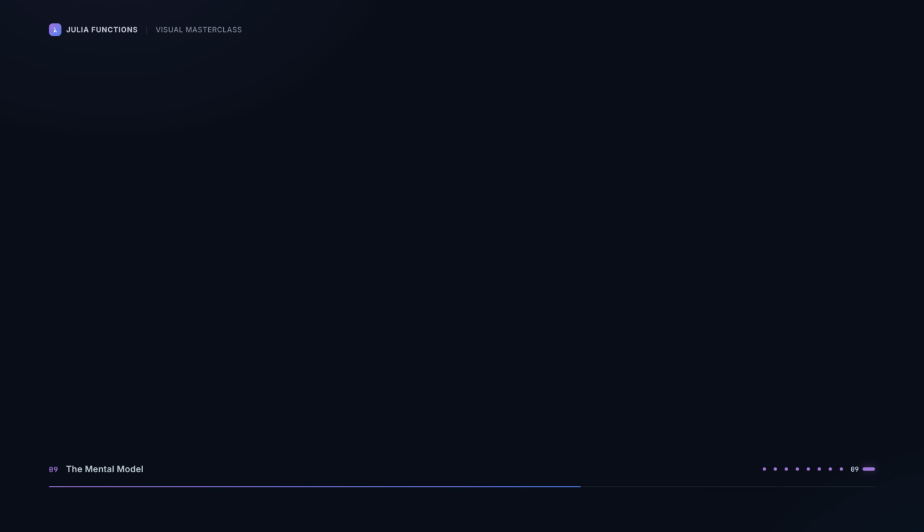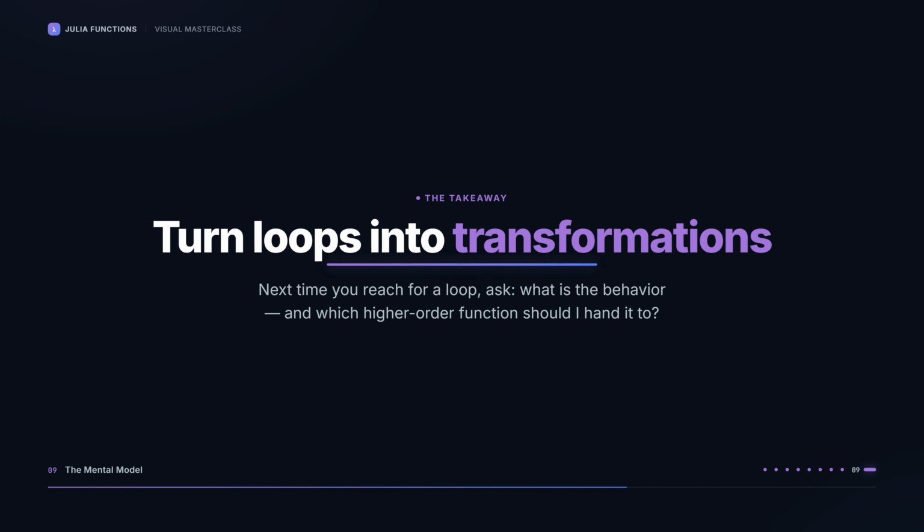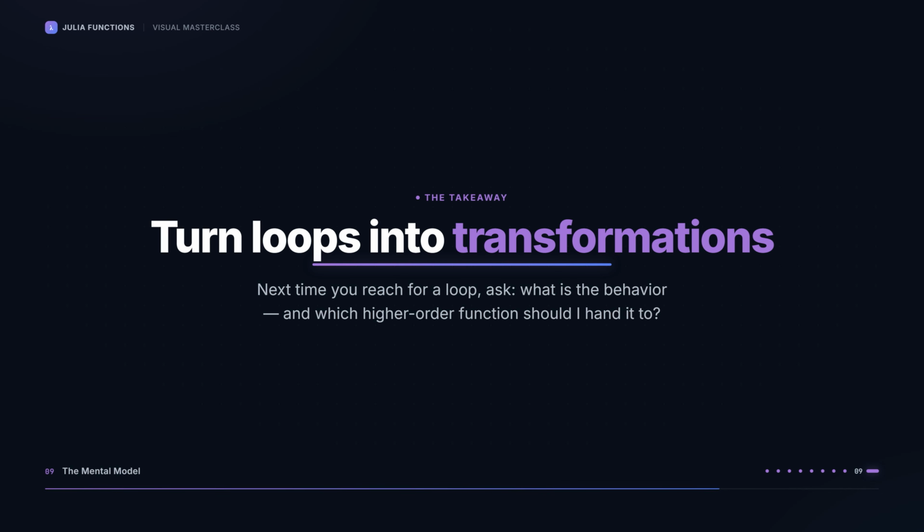The next time you reach for a loop, ask instead: what is the behavior, and which higher order function should I hand it to? That question, turning loops into transformations, is the heart of writing idiomatic Julia. It is a small idea with outsized consequences.